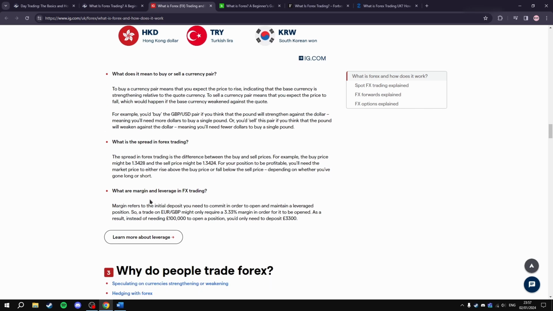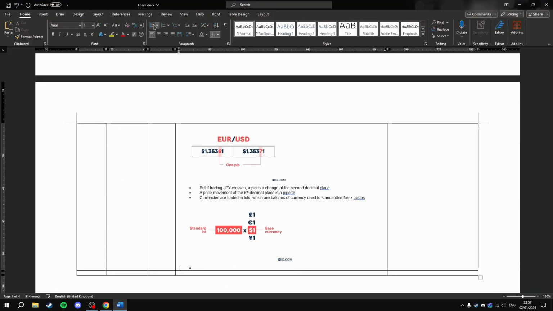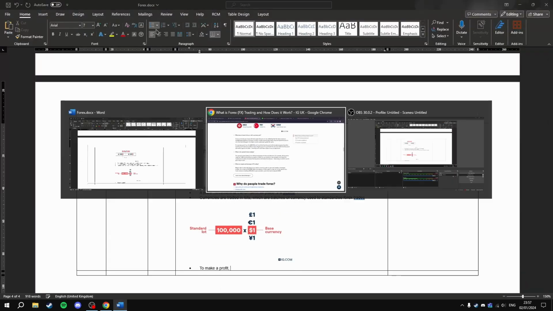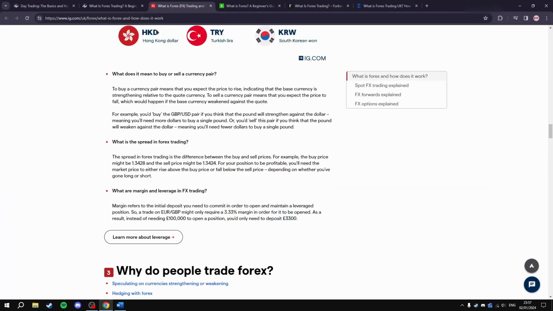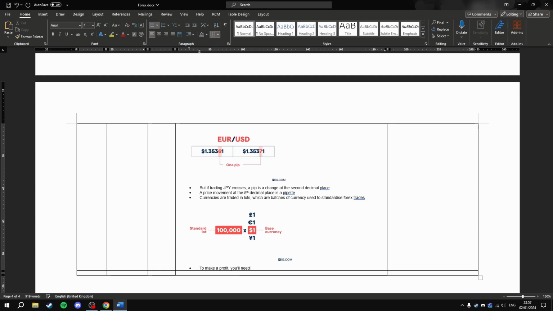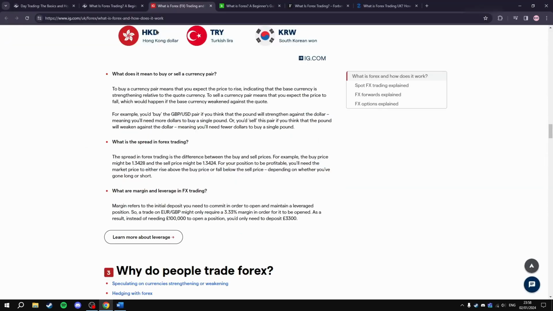Right, okay. So I should probably write that out actually. To make a profit, you want the price to raise above the buy price, or lower below the sell price. Yes, yes.